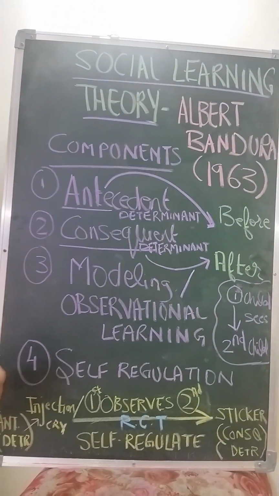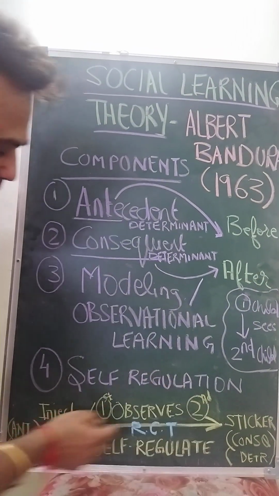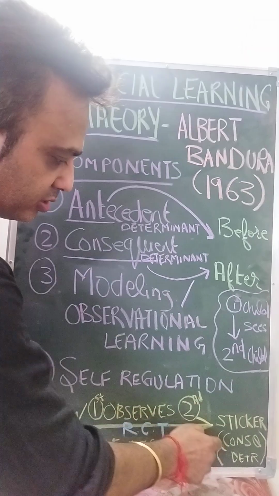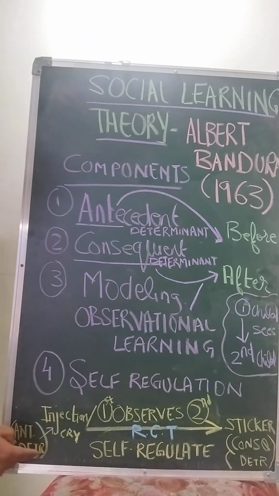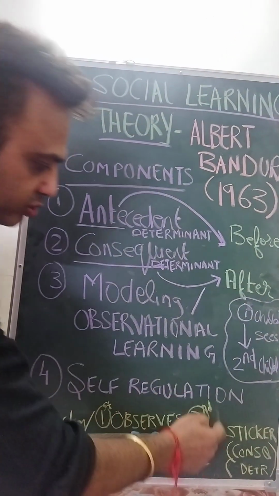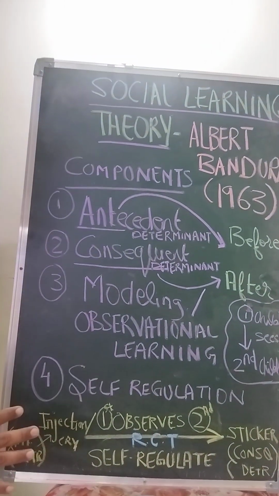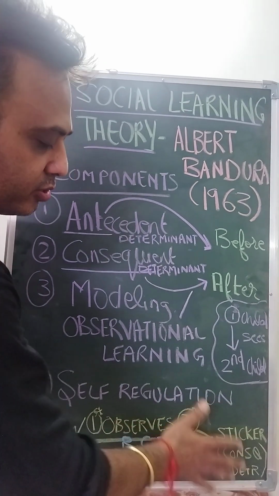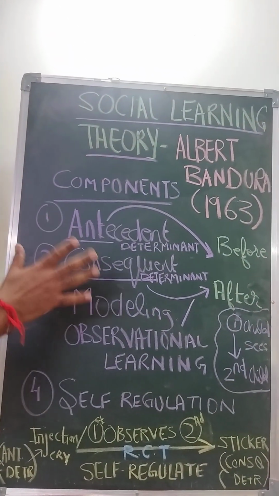So the first child understands that if he sits like this, first thing will be injection, then the whole procedure, and then he is going to get a reward. Then he takes into consideration the antecedent determinant, the consequent determinant, and then he self-regulates the whole procedure on himself. That if I sit like this, I am also going to get a sticker like this. So this is known as social learning theory by Albert Bandura.